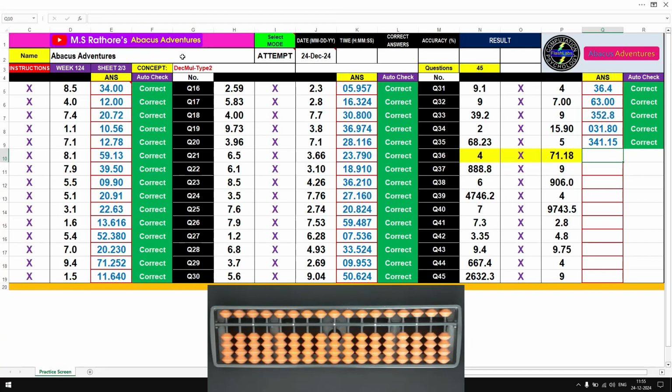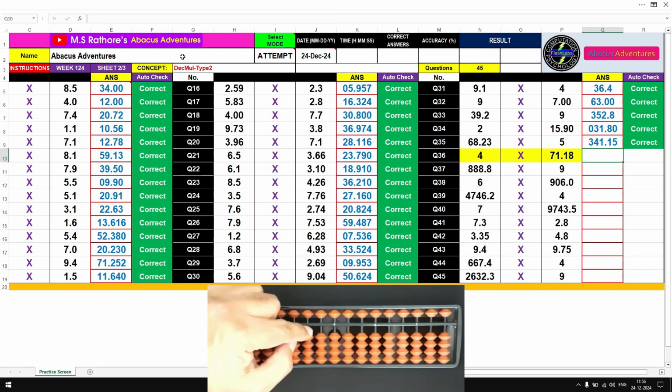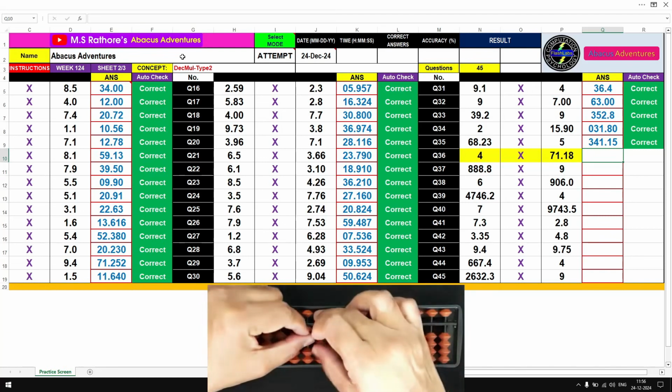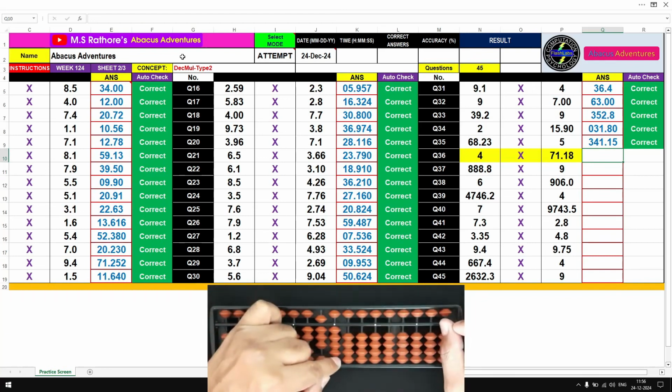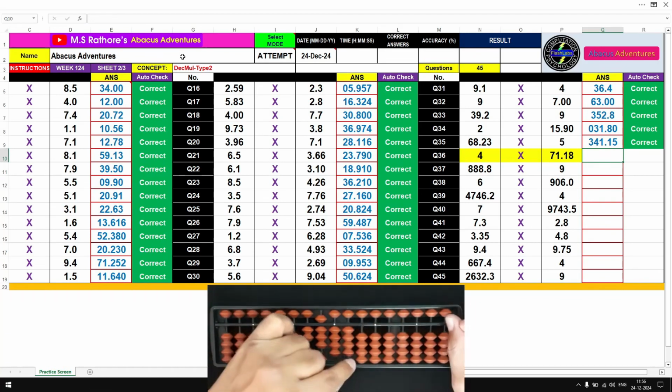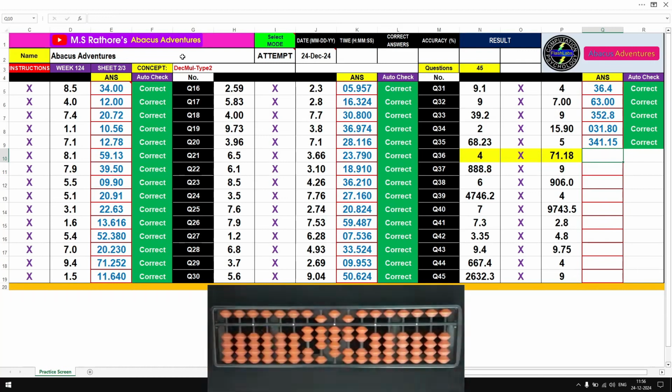Question number 36, 4 multiplied by 71.18. Keeping my left index finger on rod number 3 to begin with. 4 7s are 28, finger shifted. 4 1s are 0 4, shifted. 4 1s are 0 4, shifted. And 4 8s are 32. The answer is 284.72.